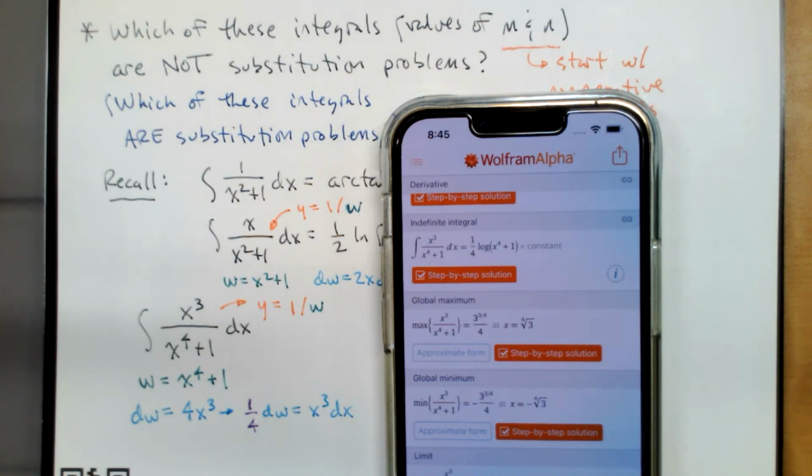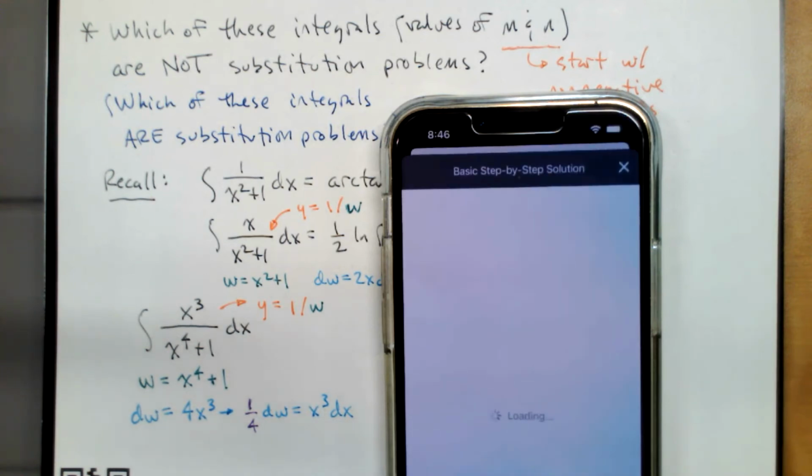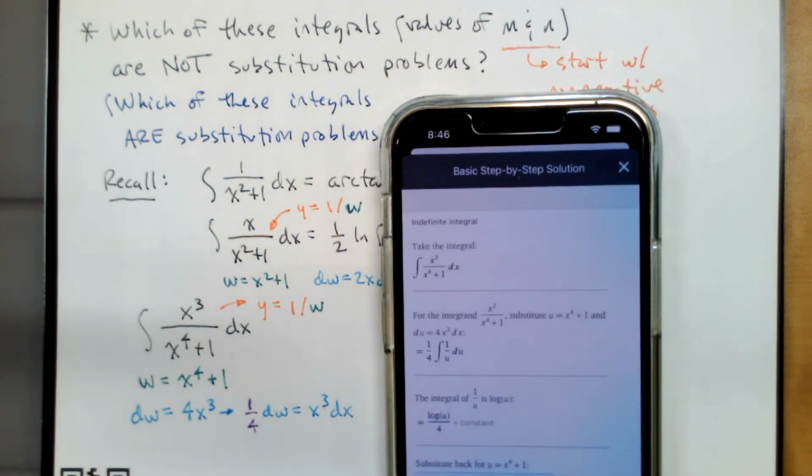And this answer fits with exactly the substitution that we made. Because the function that we're going to be integrating here is 1/w. The integral of 1/w is natural log of w. The 1/4 is from the 4x cubed being rearranged to get the x cubed dx. And it's just x to the fourth plus 1 in parentheses, because that's always going to be positive. Oh, cool. There's a step-by-step solution for us. Wow.